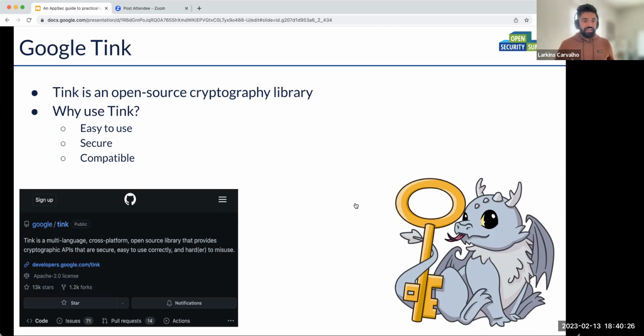Secure: it adds different protections. It has the concept of key handles, and it provides client-side libraries which can provide us key management as well. Compatibility: the ciphertexts are compatible with existing cryptographic libraries.